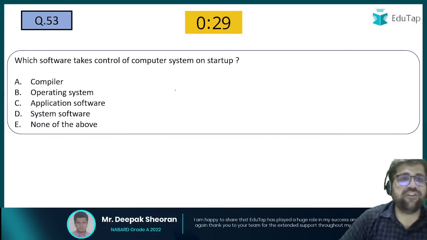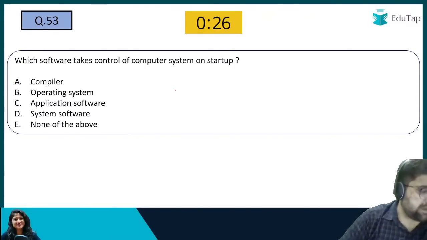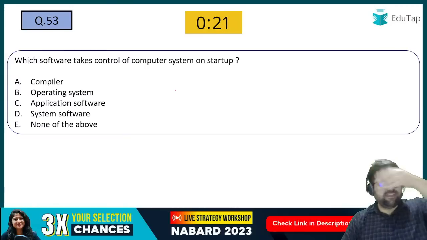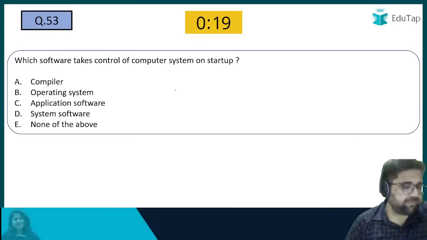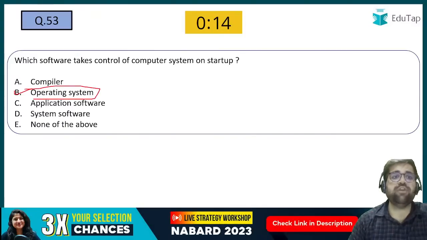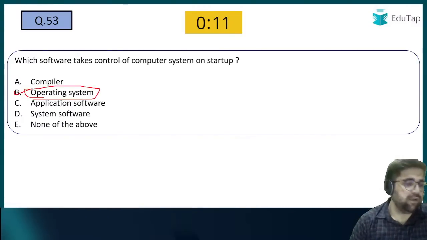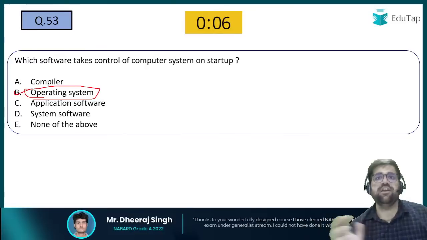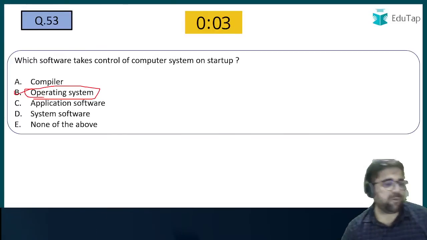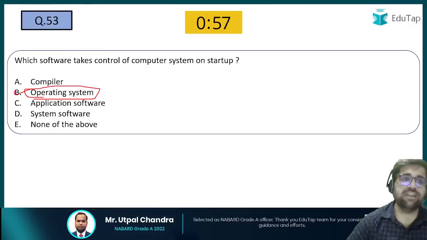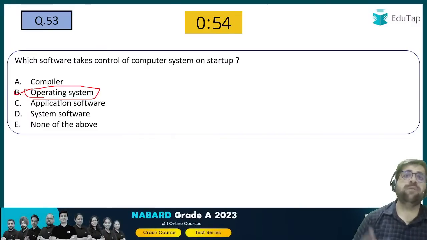Which software takes control of the computer system on startup? I can see maximum of you are going with B, that is operating system, which is the correct answer. Operating system is that particular software of the computer which will manage all the inputs and hardware. For example, if you are using a mobile phone, then you might have Android, or if you are an Apple user, then you might have iOS. Those are the operating systems of your phone.